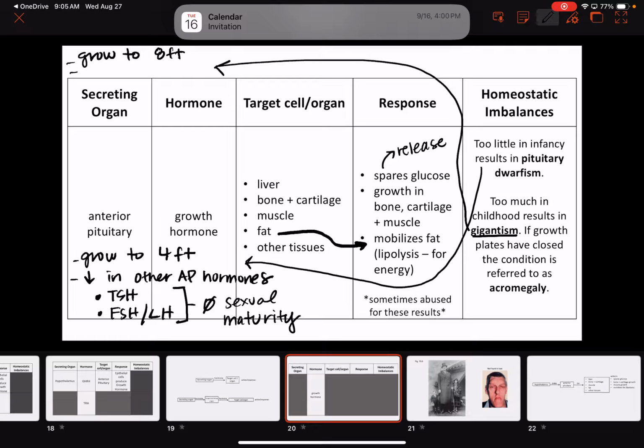They're also going to have enlarged organs compared to others, and lots of joint pain because they're just so large and our joints can only handle so much.